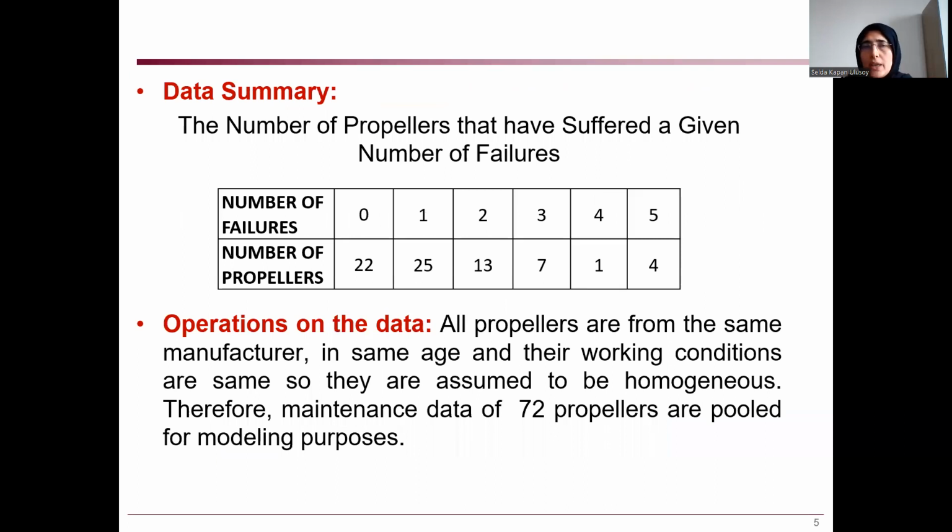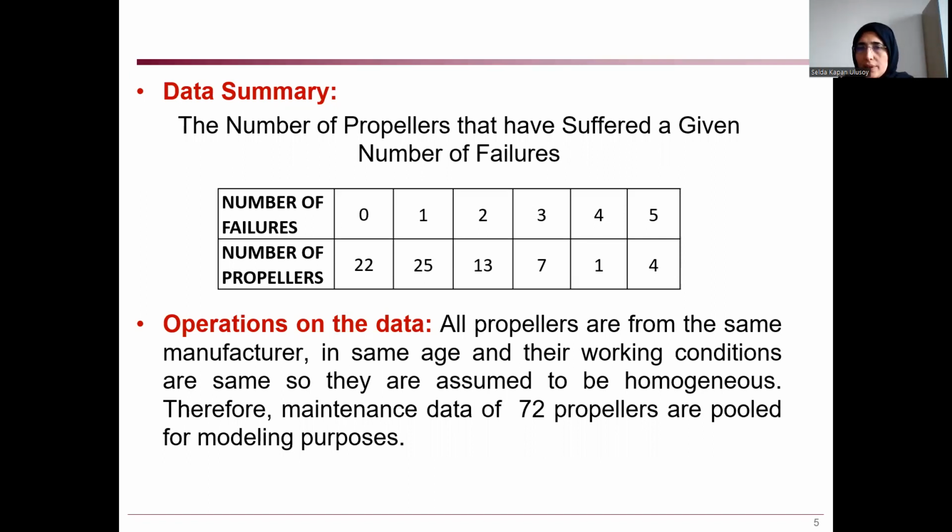We can summarize the data as the number of propellers that have suffered a given number of failures, and you can see that failure numbers change from 0 to 5, and 22 of the propellers had no failures at all. We had to do some operations on the data.